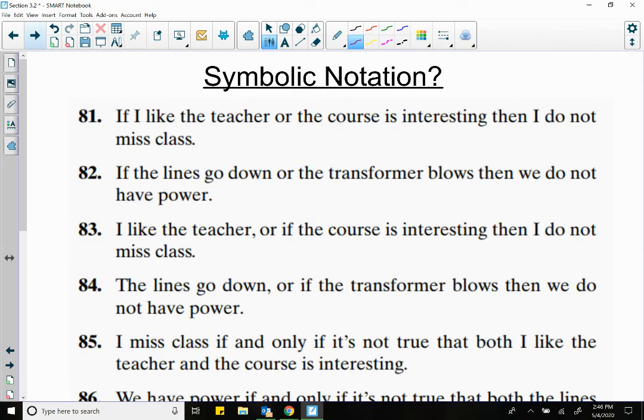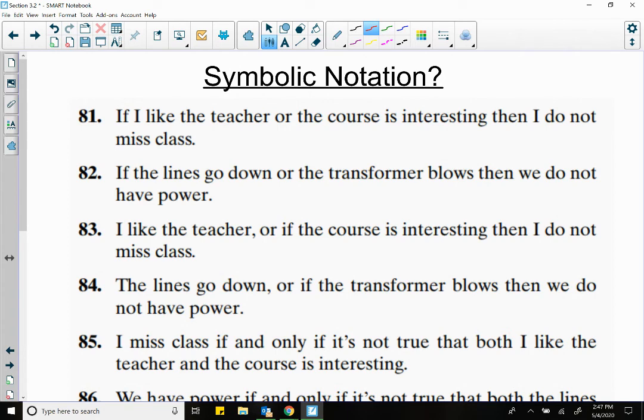So now I take the training wheels off. I'm not telling you who P, Q, and R are. Okay? So let's talk about how we deal with these kinds of sentences when we do not know who the P, the Q, and the R are. They're not specifically telling us. So here's how this is going to work. We're going to look at 81 together, and then I'll give you some down here to go through and try on your own.